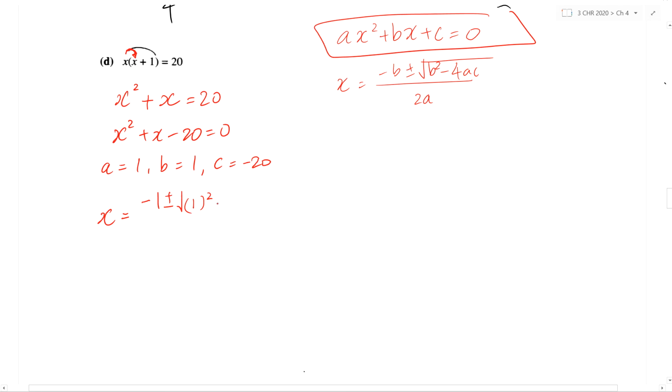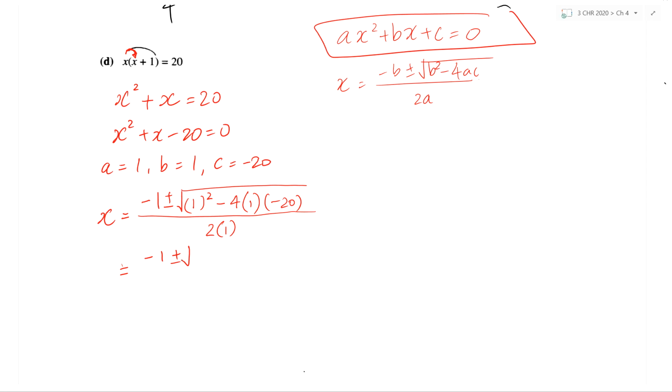So next, minus 4, multiplied by a which is 1, multiplied by c which is negative 20. And it says divided by 2 times a, which is 1. We'll use our calculator to help us simplify whatever is inside the square root: 1 squared minus 4 times 1 times negative 20. This gives us 81. Square root of 81 over 2.